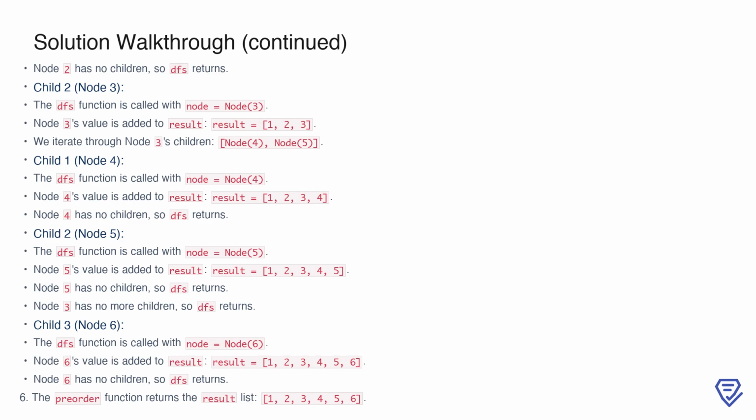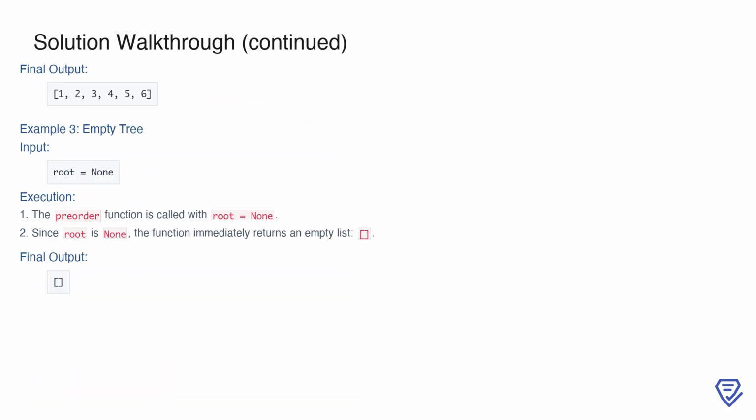At the end of this traversal, the preorder function returns the result list, which is 1, 2, 3, 4, 5, 6. The final output for this example is 1, 2, 3, 4, 5, 6. This sequence reflects the preorder traversal order, where we visit the root node first, then recursively visit each child from left to right. Now, let's consider an edge case where the tree is empty. If the root is none, the preorder function immediately detects this and returns an empty list. No recursive calls are needed in this scenario, and the output is simply an empty list.